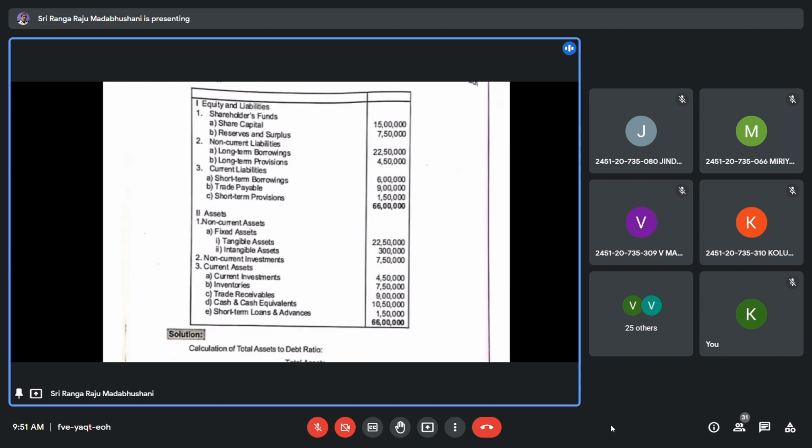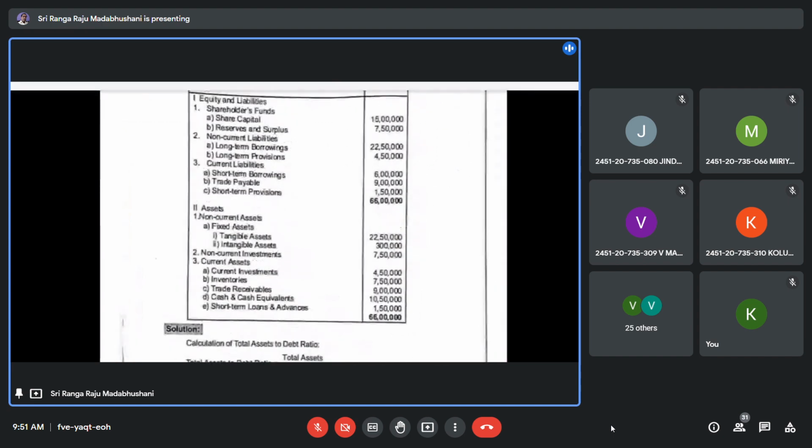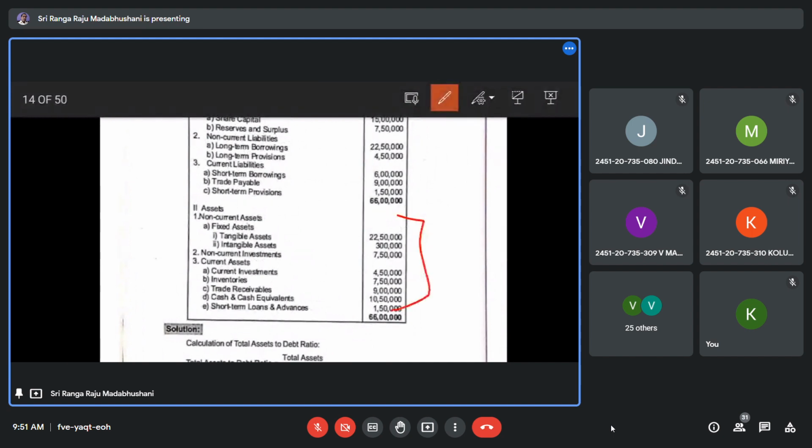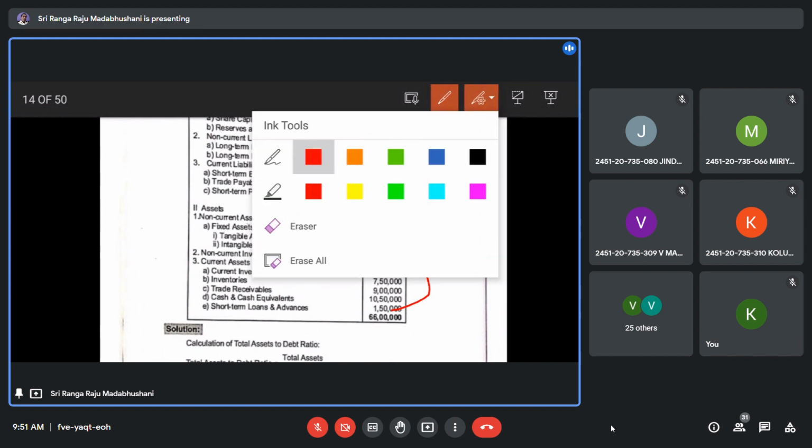So here, total assets to debt. Now the total assets is the sum of this, 66. Debt means 22 lakhs 50,000, 4 lakh 50,000. Long term borrowings, long term provision.